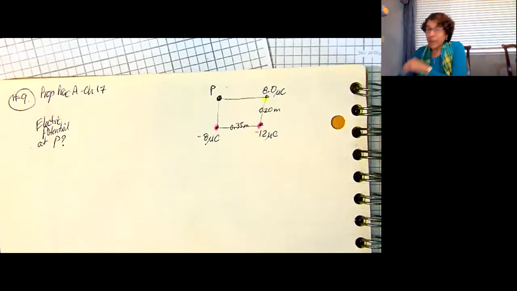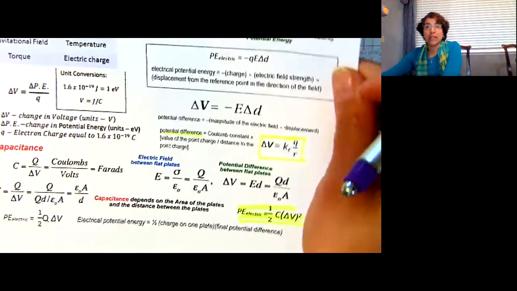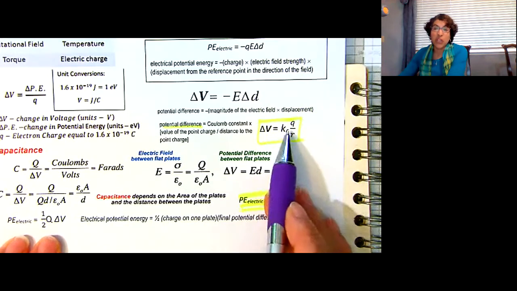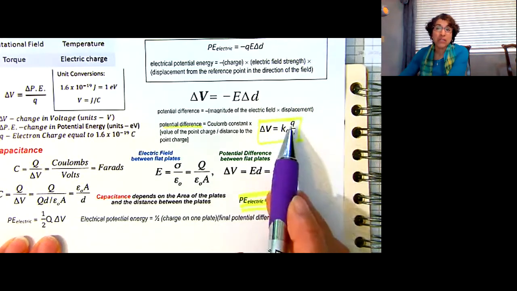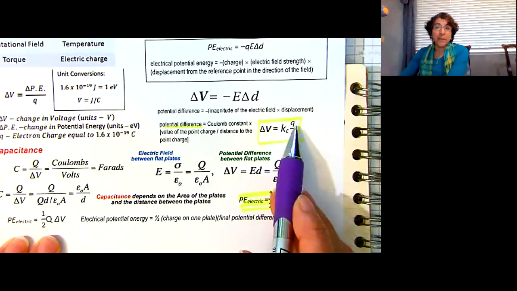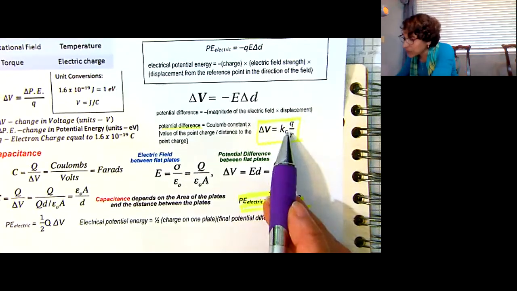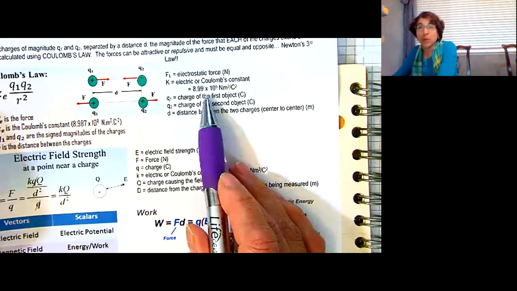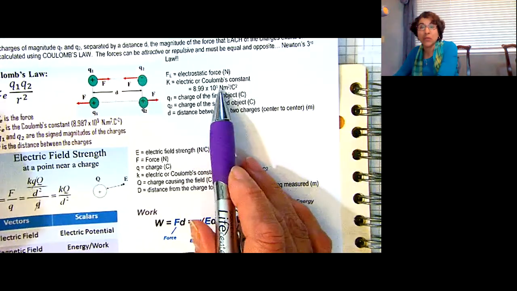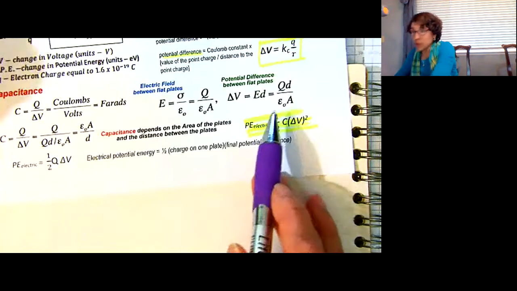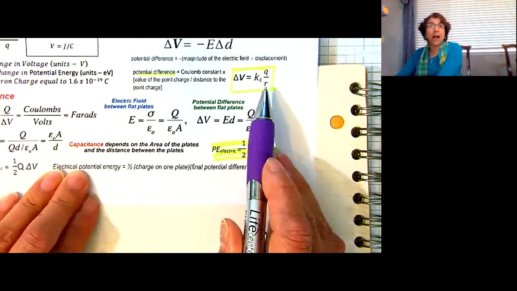Here I draw your attention again to our handy dandy summary sheet. Here's our potential. We have Q, because they gave us the charges in coulombs, times the Coulomb constant, which is here somewhere. There it is, 8.99 times 10 to the 9 newton meters squared per coulomb squared, divided by r, the radius.